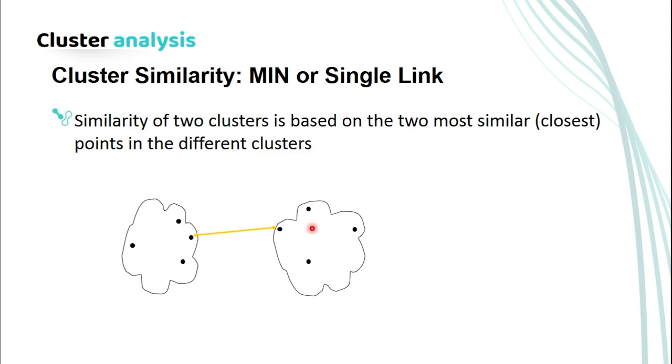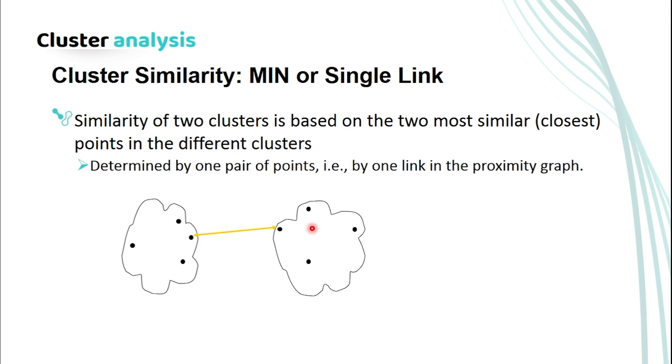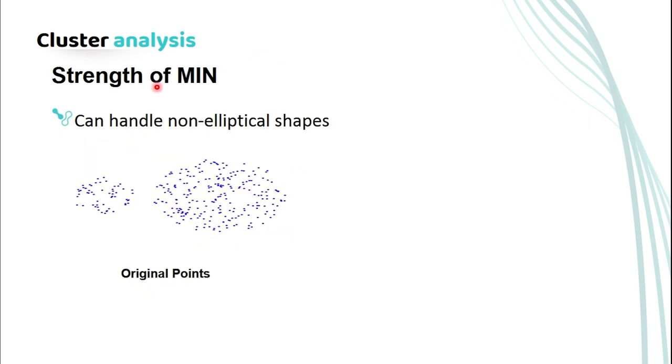So the similarity of two clusters is based on the two most similar, closest points in different clusters. It is determined by one pair of points, or by one link of the proximity graph. So this is single link. What is single link? The closest pair. Okay, we consider the closest pair.